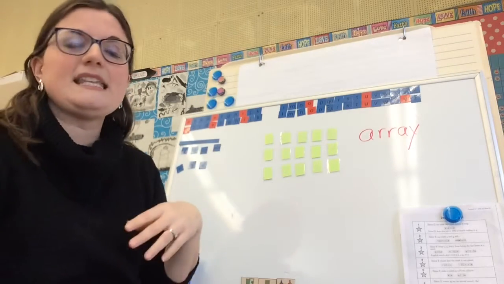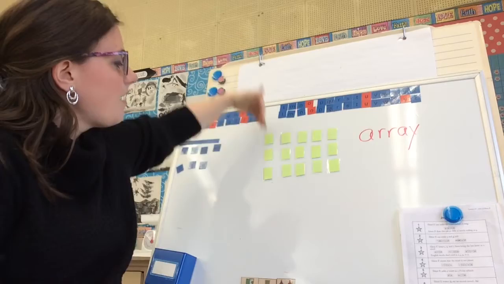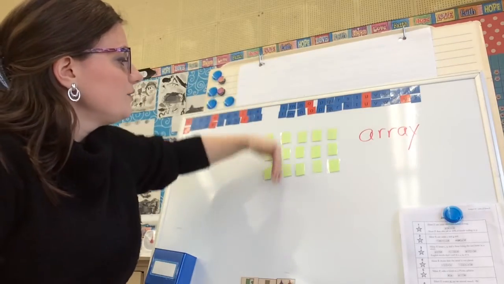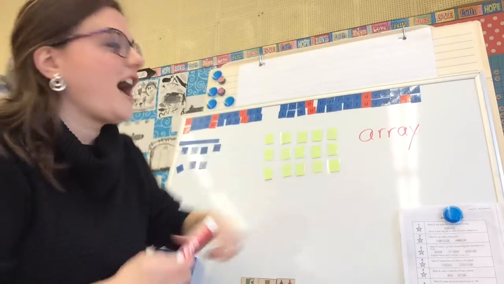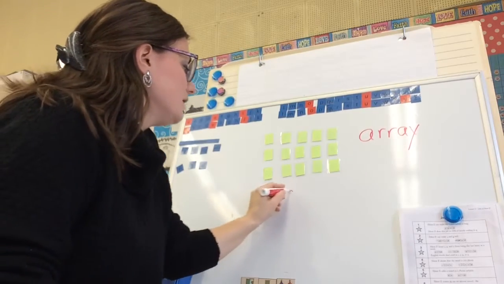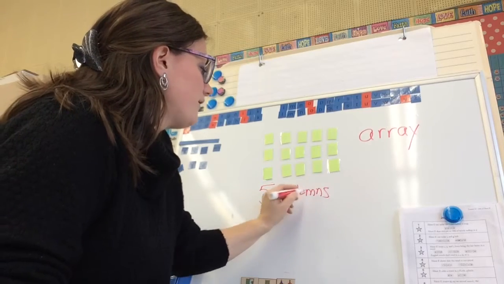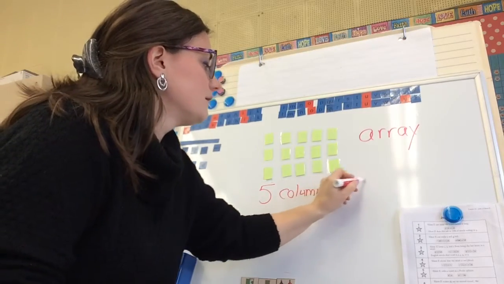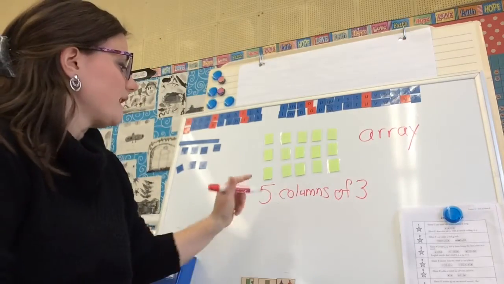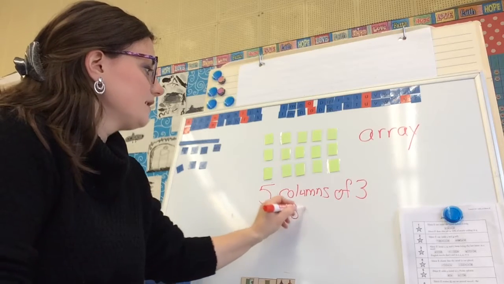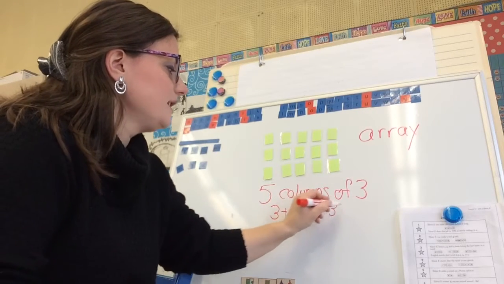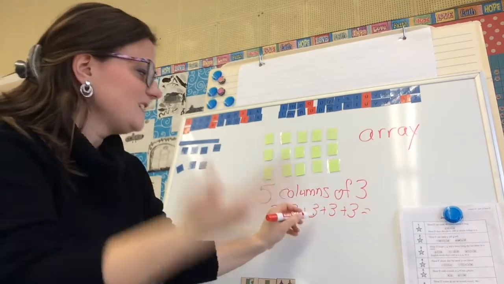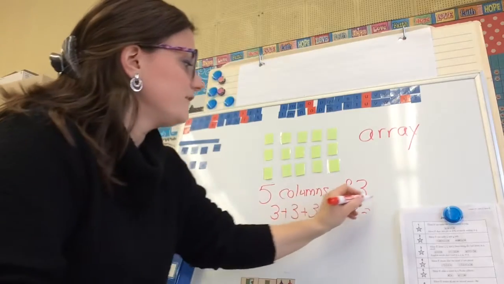Now we did rows. How many columns do I have? Columns go up and down, okay? How many columns do I have? 1, 2, 3, 4, 5. So I have 5 columns of how many? How many's in each column? 1, 2, 3. 5 columns of 3. So I can do 3 plus 3 plus 3 plus 3 plus 3. So 3, 6, 9, 12, 15.